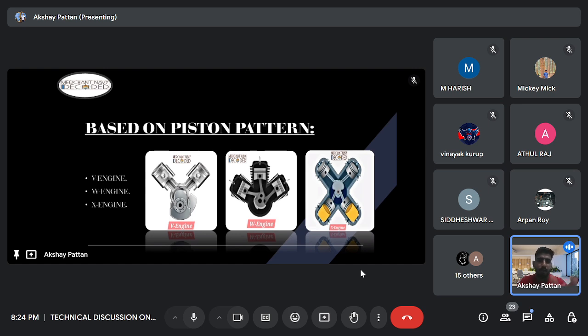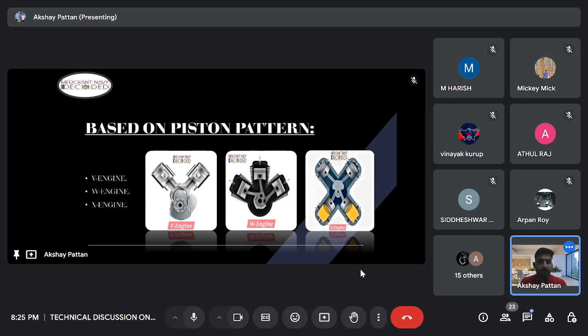I hope you guys have observed that piston arrangement. Have you seen it? Anyone? Okay, no issues.